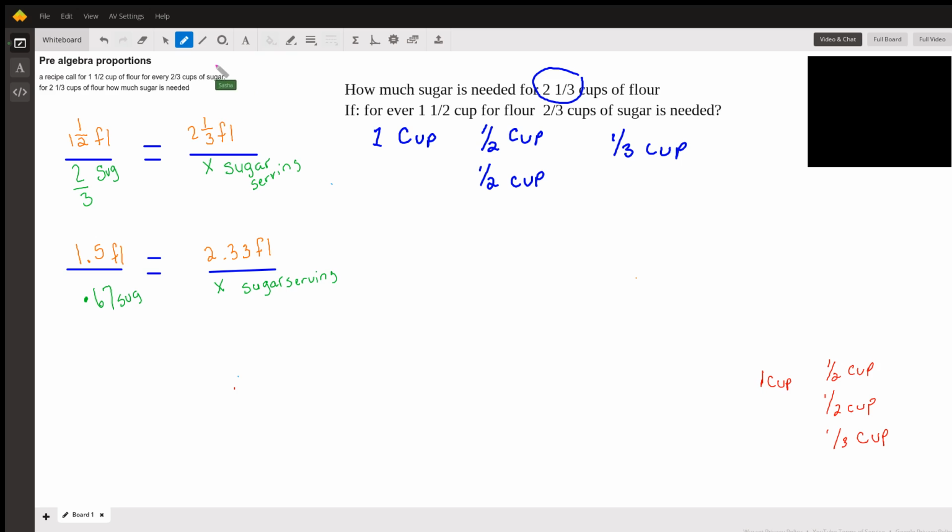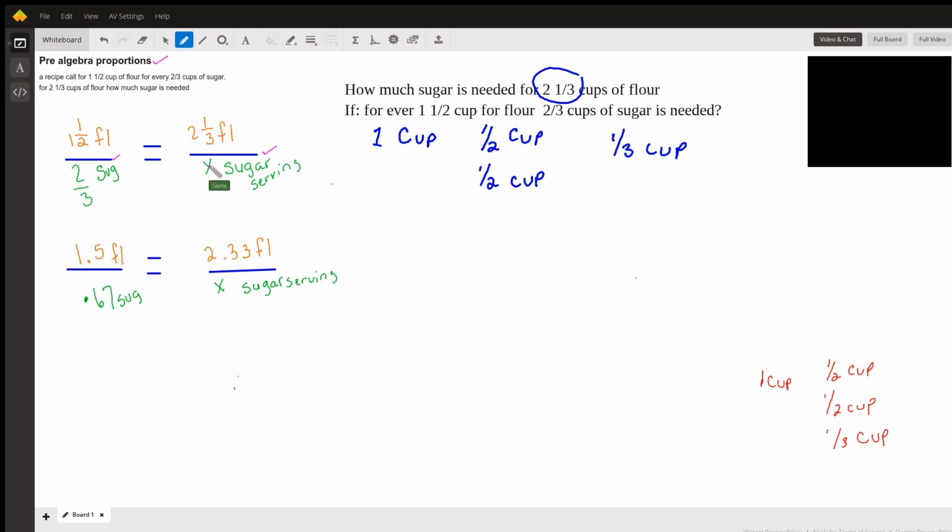So we are dealing with a proportion problem here, okay? So remember, when you're dealing with proportions, you are going to see some fractions that are equal to one another, okay? You're also going to have some missing information that we're going to solve for using a variable.